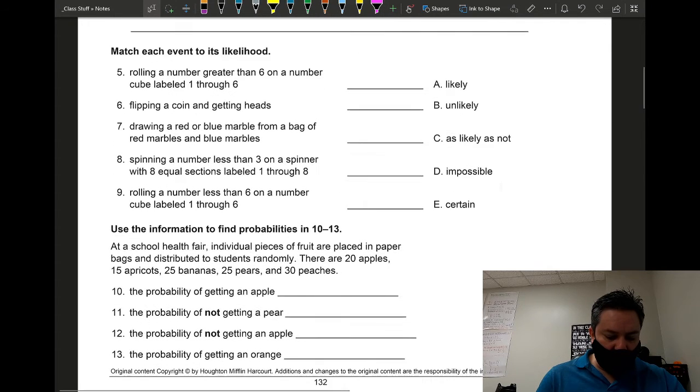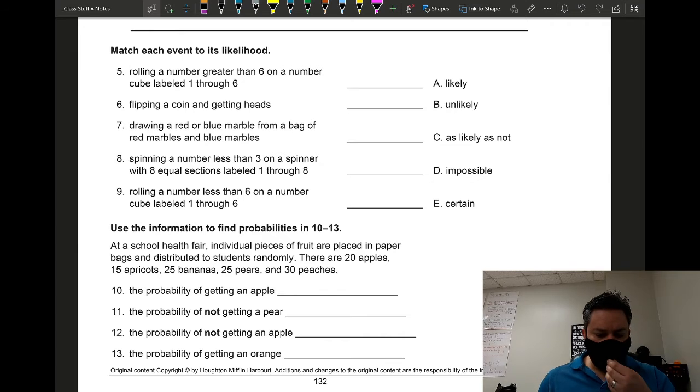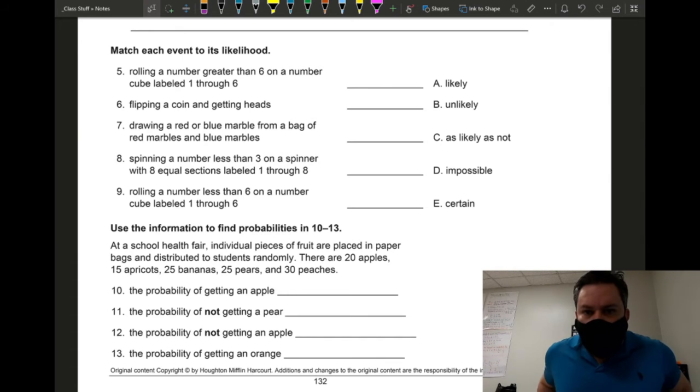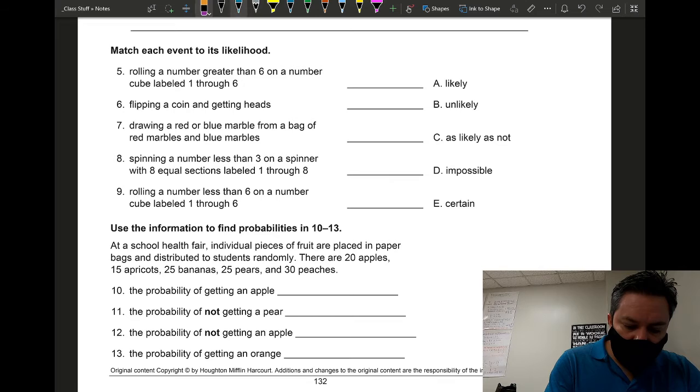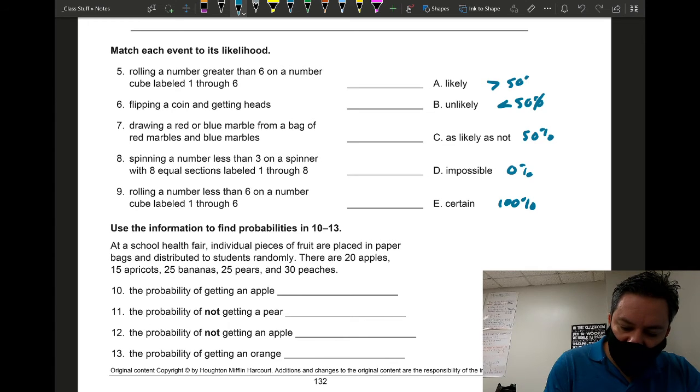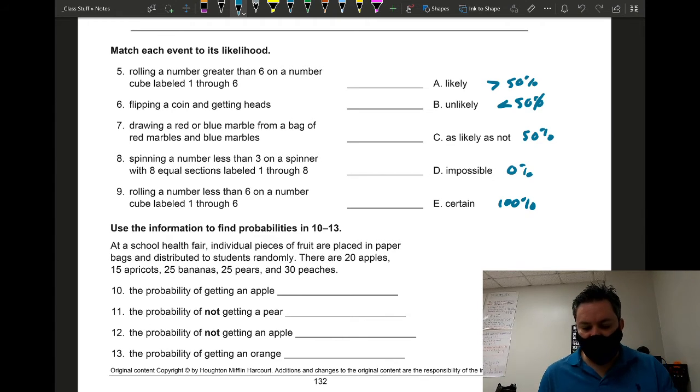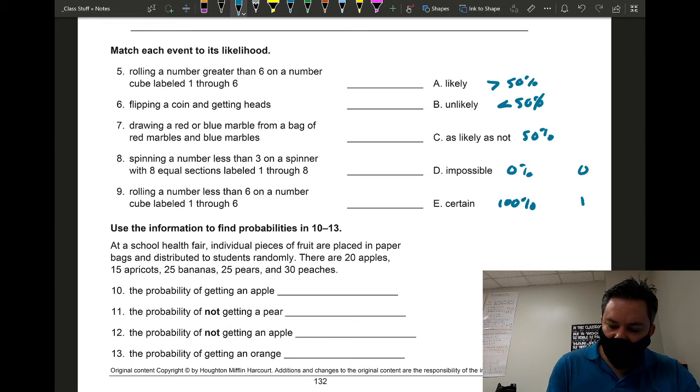Now, 5 through 9, they're matching problems. So let's look at this. Because we talked about the thermometer, remember? This is going to be 100%, 0%, 50%, less than 50%, and more than 50%, but less than 100, of course. So this can also be 1, 0, 1/2, less than half, more than half.